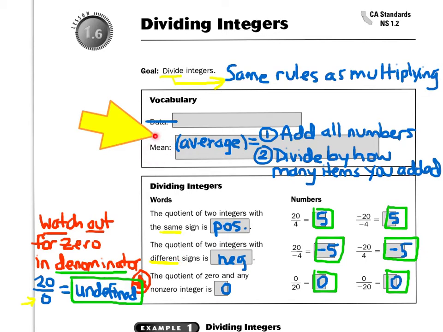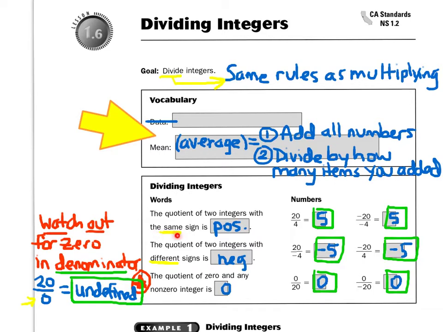Now what's new today is we're going to talk about the word mean, which remember is just another word for average. There's two steps to getting the average. Step one, we're going to add up all the numbers they give us. And then step two, we're going to divide by how many items you added. So if you added 5 numbers, you would divide by 5, or if you added 8 numbers, you would divide by 8.